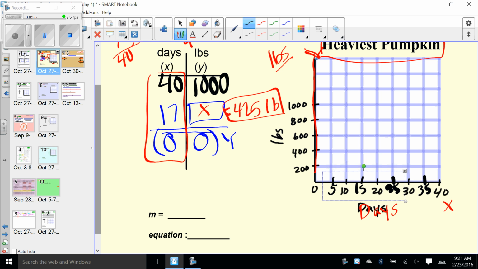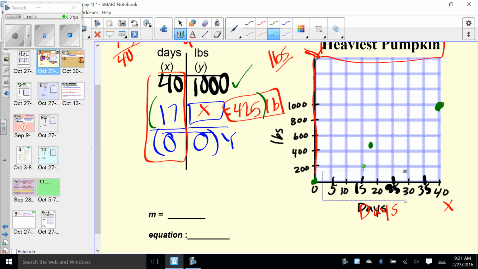So what we're saying is this. We're saying that on day 40, that pumpkin weighs 1,000 pounds. So I've graphed that data point. On day 17, the pumpkin weighs 425 pounds. And then on day 0, the pumpkin weighs 0. So I have this nice line here.